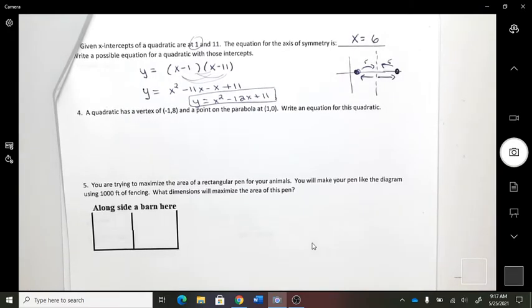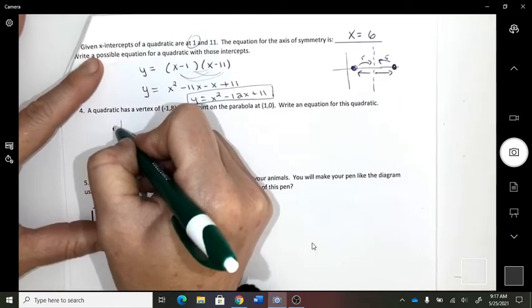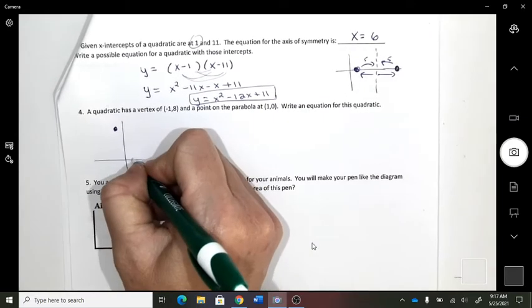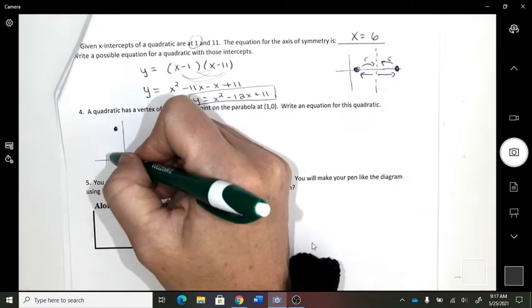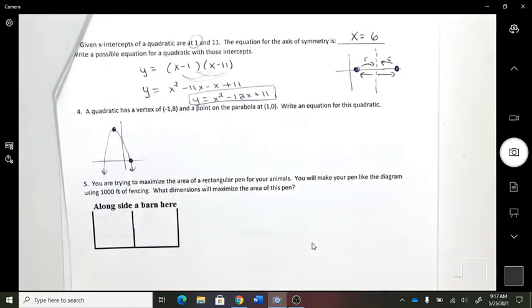Okay, a quadratic has a vertex of -1, 8. So there's a vertex somewhere over there. And then there's a point on this parabola at 1, 0. So therefore, I kind of know my parabola. I already know it's opening down. That's the only way to get to a lower point.